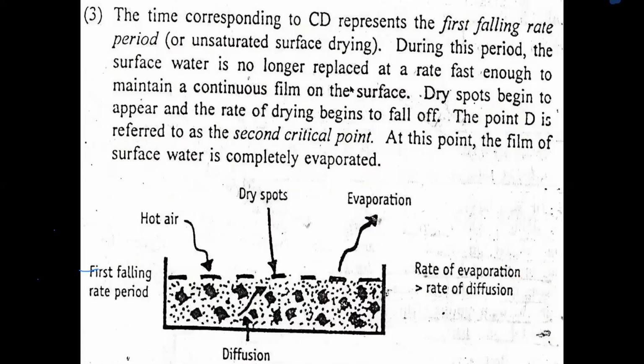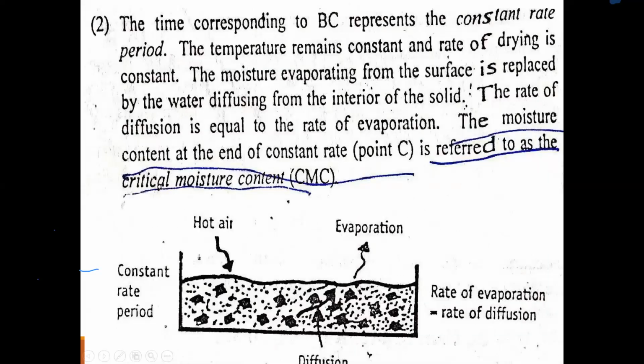Okay, okay. So in this case, during this period, the surface water is no longer replaced from the moisture inside the solid. Going back to the previous slide, from B to C is the constant rate period. In that period there is a steady state: the temperature and evaporation are equal, so the temperature remains constant and the rate of drying is constant. That's why it is a straight line on the curve.